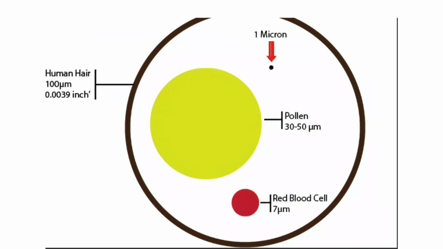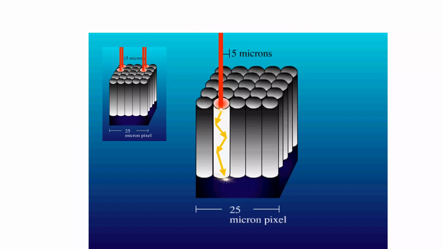Let's see how big a micron actually is. First, we'll take a cross-section of a human hair. The thickness of the human hair is approximately 100 microns, or 0.0039 of an inch. Let's compare the size of 1 micron to 1 pollen spore. The pollen spore is about 30 to 50 microns in size. If we compare it to a red blood cell, the red blood cell is about 7 microns in size. It becomes very apparent that the resolution using even the indirect capture is very good for mammography.